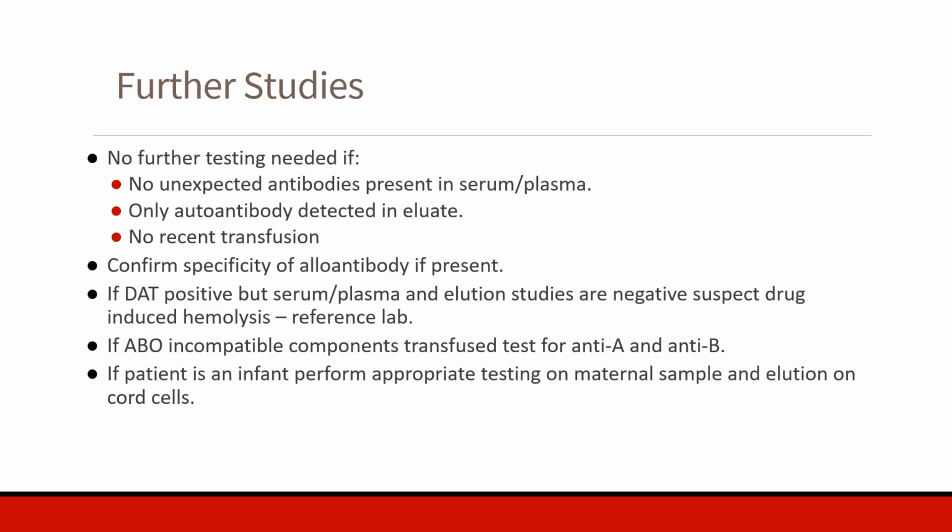If a patient is an infant, perform appropriate testing on a maternal sample and an elution on the cord cells. So this is a time to ask, where is the antibody in the highest concentration? In the mom. She's the one that's making it. And then can we draw 3 mLs of blood from a newborn? No, absolutely not. That would be a cause of iatrogenic anemia. So again, we would use the cord cells.